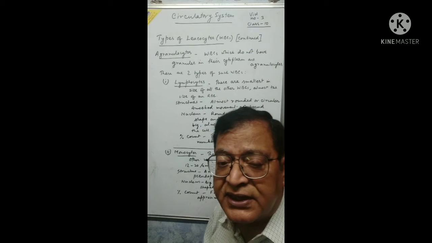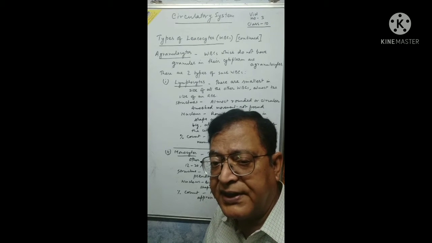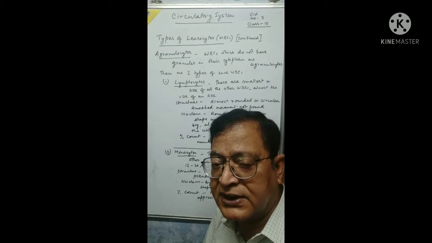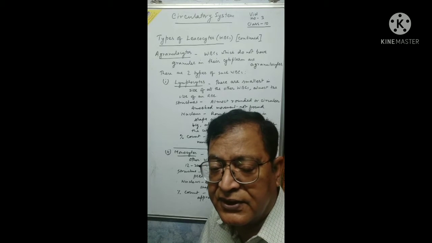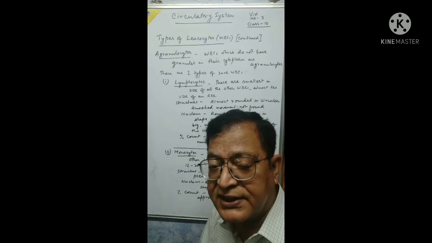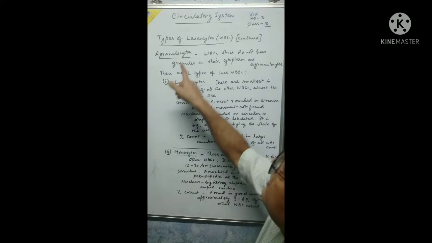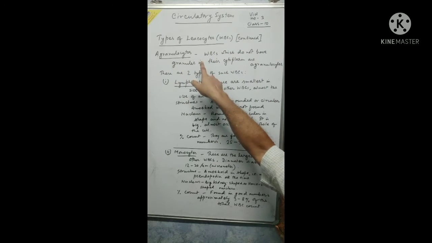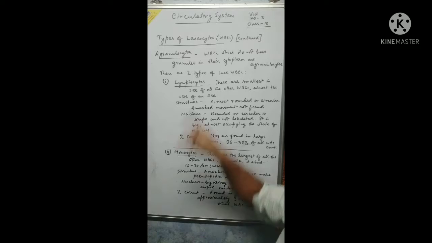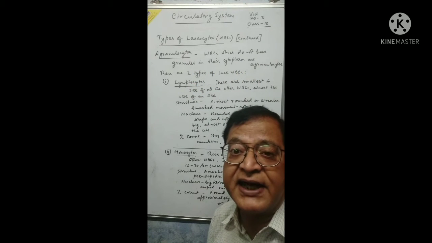We continue with the discussion of the blood cells, where we have completed up to the structural details of granulocytes. Now we continue the discussion on agranulocytes. Types of leukocytes, WBC continued. Agranulocytes. WBCs that do not have granules in their cytoplasm are agranulocytes.